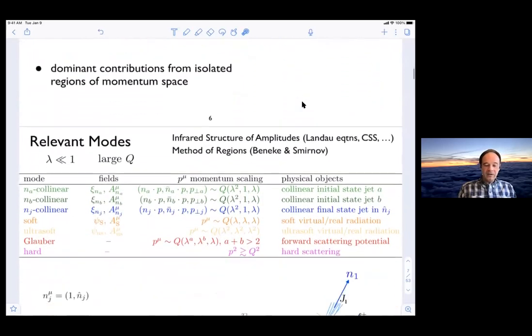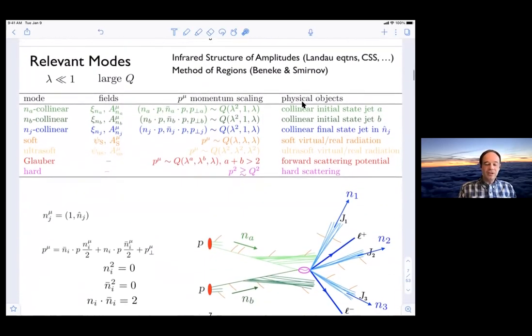Now, that doesn't sort of cover all the things that I mentioned to you. In particular, I didn't mention fields for the Glauber or hard interactions, and I only mentioned fields for the collinear and soft. Soft actually come in two different types. That's not going to really be important for my talk, but just for completeness, it depends on whether the momenta are order lambda or lambda squared.